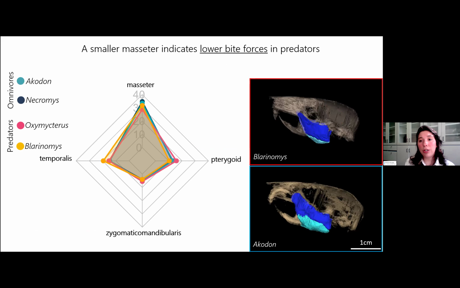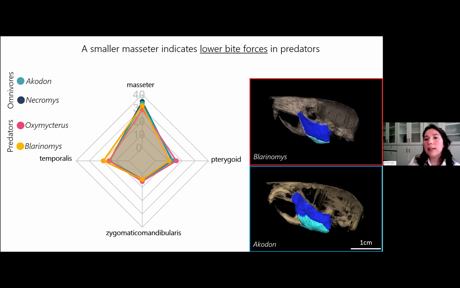And concerning the masseter, we saw that this muscle has a smaller volume in the predatory species that we are comparing here. The masseter is the muscle most involved in generating bite force in the masticatory complex. We also see that it has a more anterior attachment area in omnivores or non-predatory species, which increases its mechanical advantage and also its bite force, meaning that predatory species have lower bite forces.